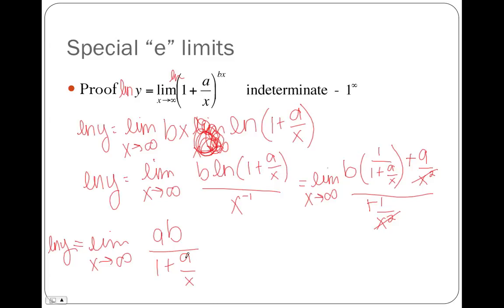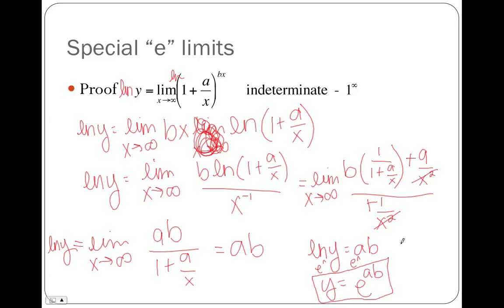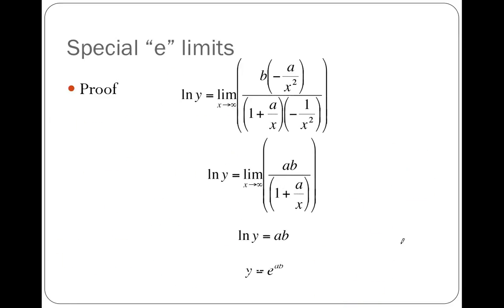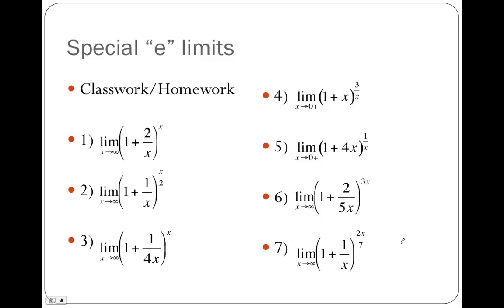As x goes to infinity, this term goes to 0. 1 plus 0 is 1. And this leaves me with just a times b over 1. But again, I'm not done. This is what the natural log of y is equal to. So y must equal e to the ab. There's my proof. And I'm just going to click through this. Sorry, I proved it on the slide.